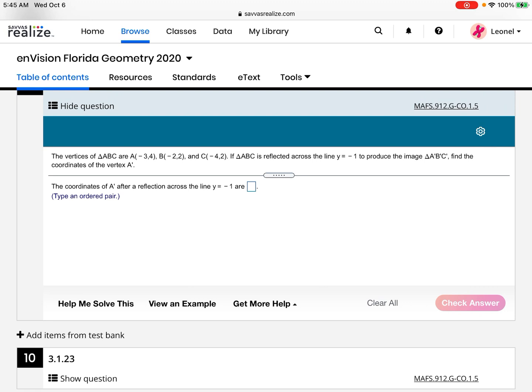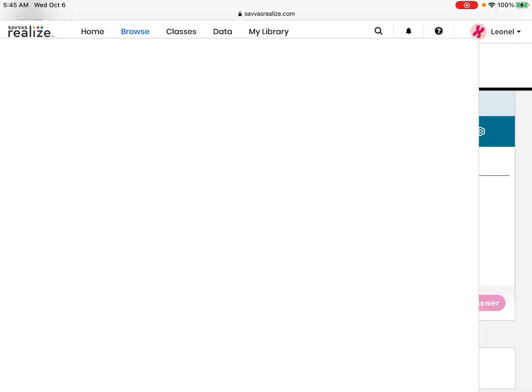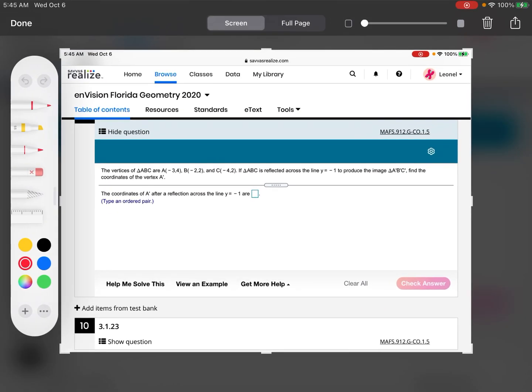All right. So it says the vertices of ABC are -3, 4, -2, 2, -4, 2. Triangle ABC is reflected across the line y equals -1 to produce the image. Find the coordinates of the vertex A prime. Okay, so we only have to worry about A prime in this case. All right, so that's all we're gonna focus on. So let's go ahead and do this one.